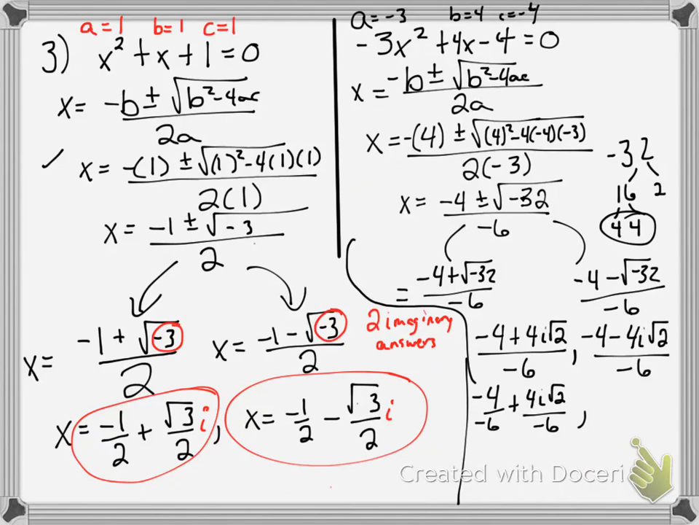So 4 over 6 would reduce to 2 over 3, a positive because I have a negative divided by a negative, plus 4 divided by negative 6 would make that a negative 2 over 3, and then I've still got that i square root of 2 at the top. And then over here on the right, when I separate it, I've got negative 4 over negative 6 minus 4i square root of 2 over negative 6. So that would simplify to 2 over 3 plus 2i square root of 2 over 3, which would give me my two separate answers.